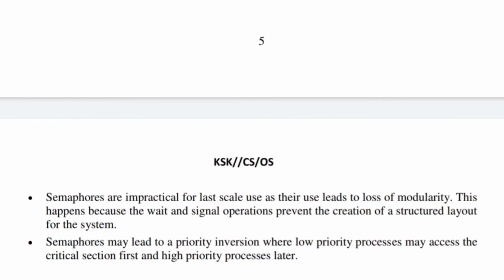This happens because the wait and signal operations prevent the creation of a structured layout for the system. Semaphores may lead to a priority inversion. Their low priority process may access the critical section first and the high priority process later.